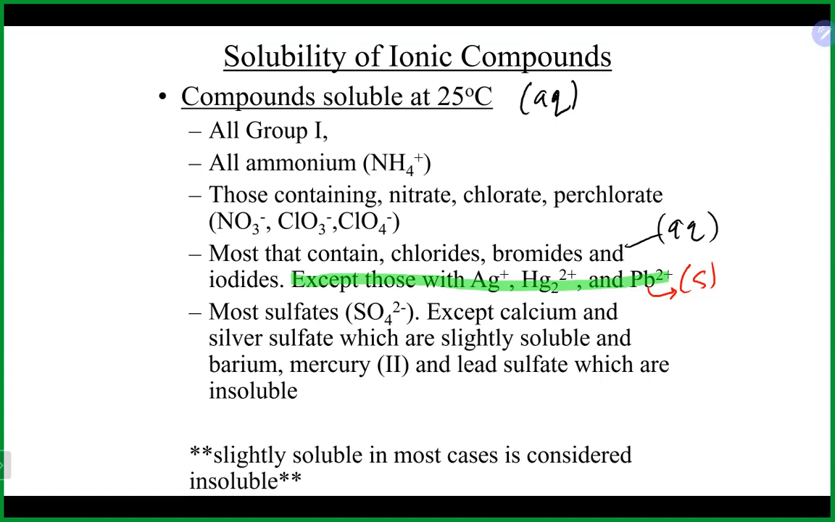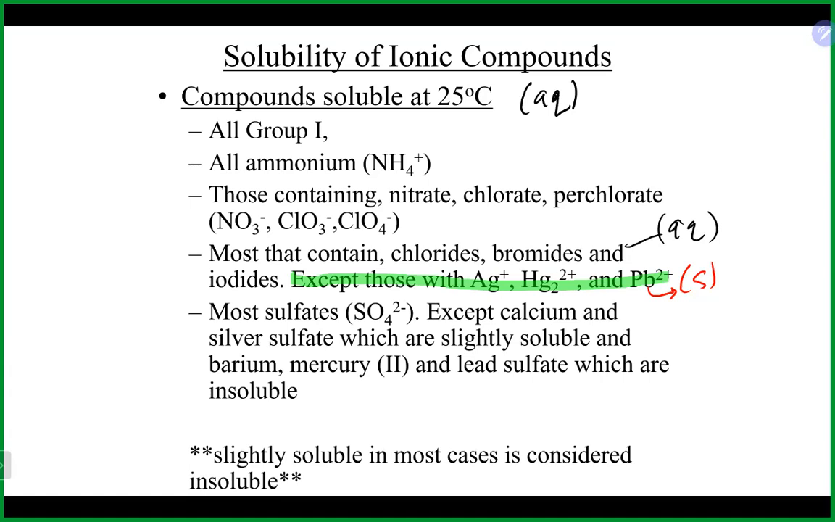Most sulfates are soluble, except calcium and silver sulfate, which are slightly soluble. And again, slightly soluble means kind of insoluble. And barium, mercury 2, and lead 2 sulfate are insoluble as well. So again, if you have sulfate, it's going to be soluble or aqueous, unless it's hooked up with barium, mercury, or lead, then it's going to be insoluble, basically. Any questions on those rules there?